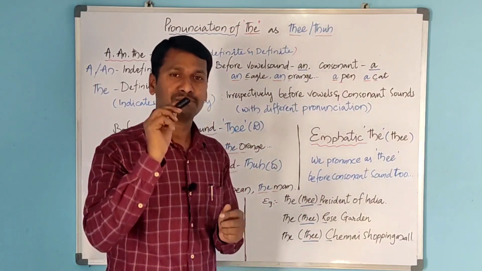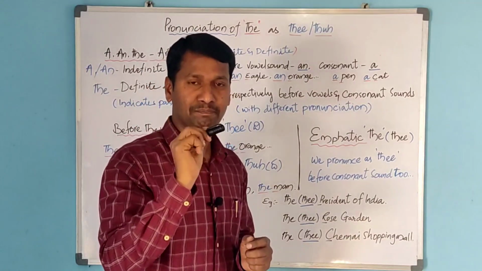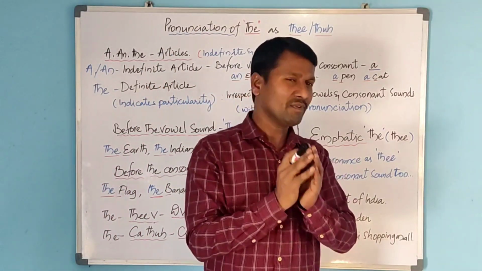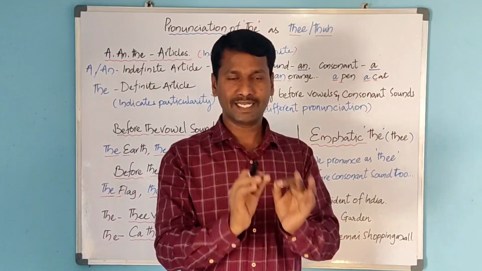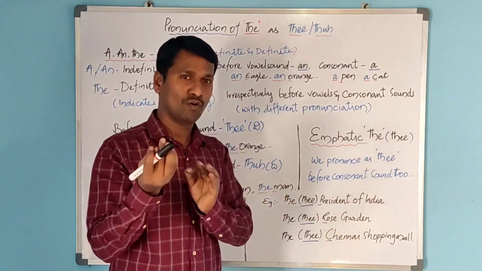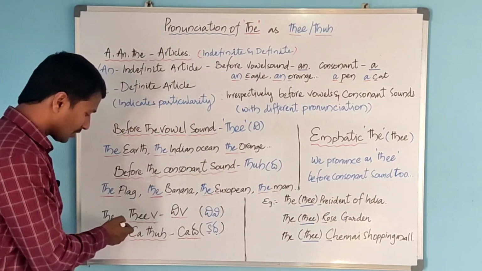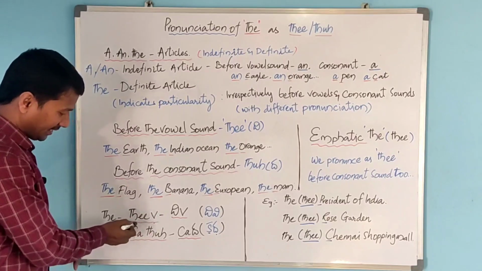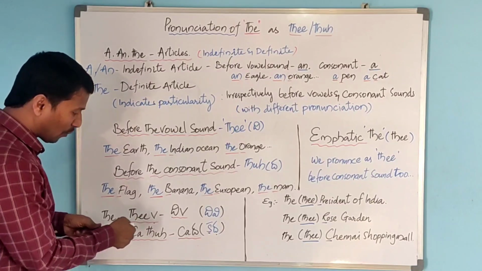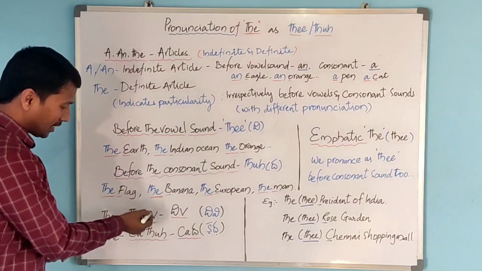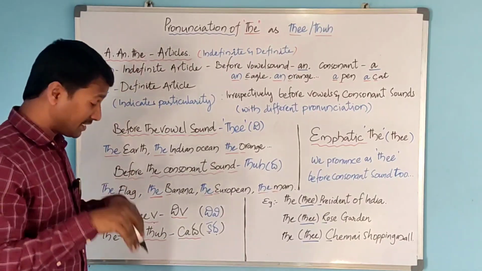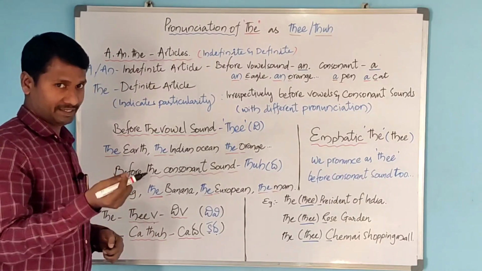Here I give you a small clue, a tip, a trick to remember perfectly: "divi" before vowels, and before consonants. Likewise, the V here stands for vowels. Before the vowels, we have to pronounce it as "thee". So remember it as "divi", "divi".